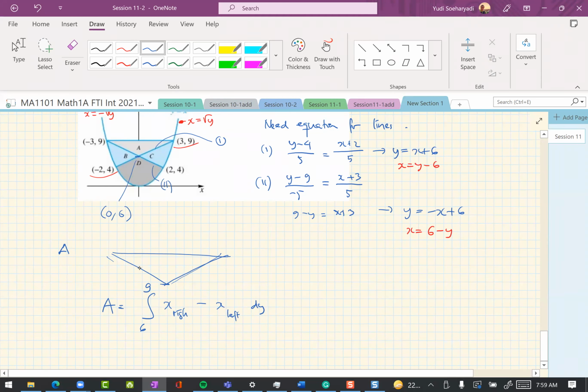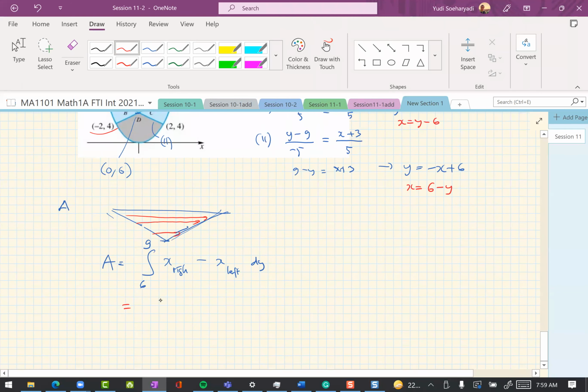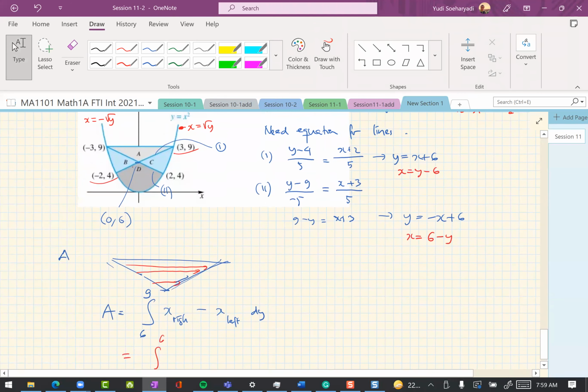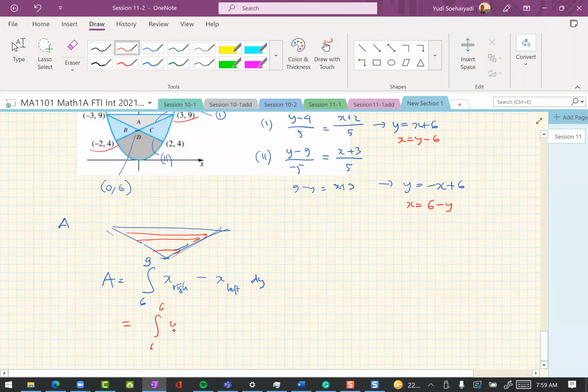Going this way, right minus left. The right one is this equation, x equals y minus 6. The left one is this one. So this line, we have 2y minus 6. Okay, so that's the area.